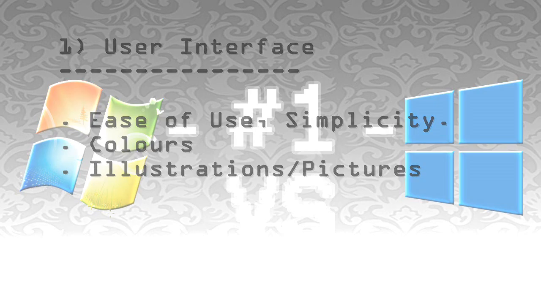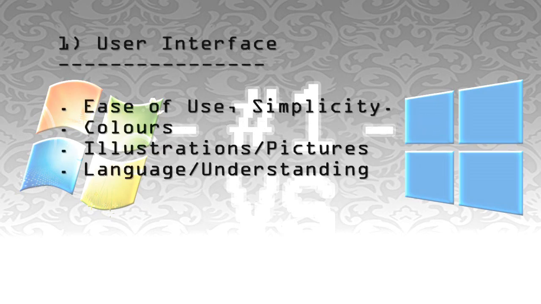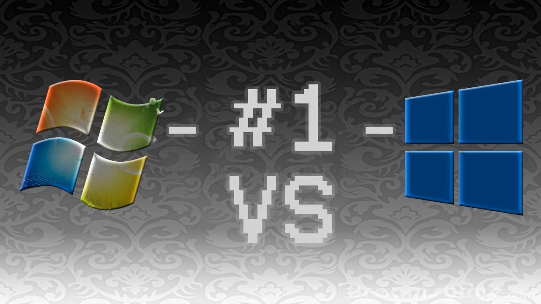And lastly, we then have language and understanding, because in computing there are quite a few complex terms and phrases out there. Basically it's just how the program lists the information to make it easy for the user to use and understand in their head.